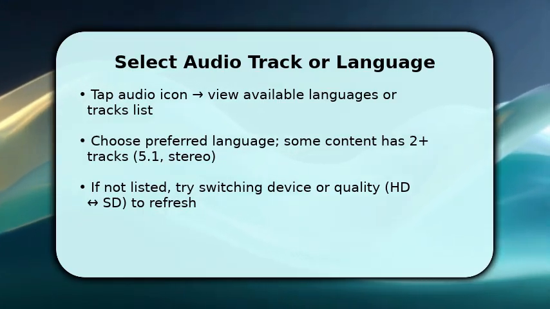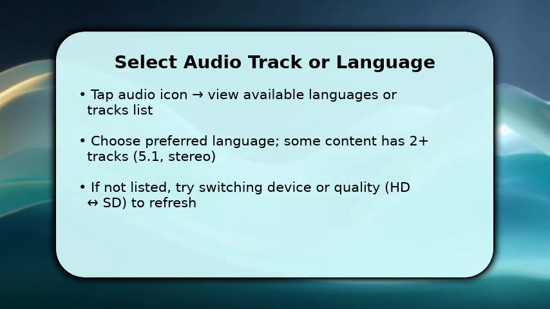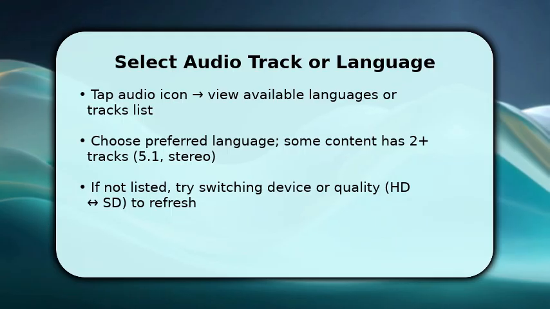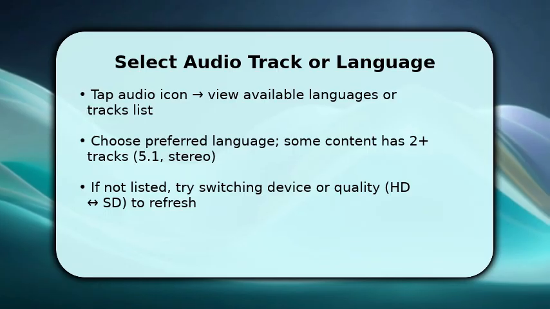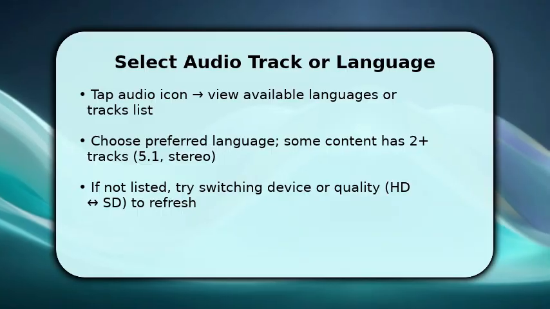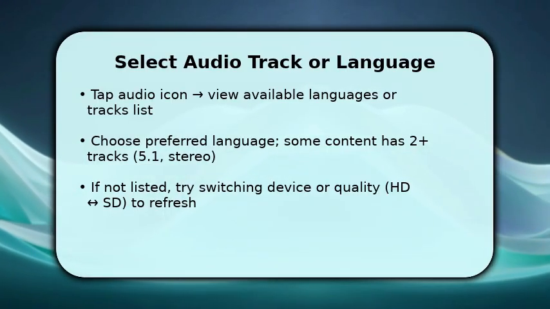You do this because streaming files often include multiple tracks like English, Hindi, or dubbed regional languages, and different channel mixes such as stereo or 5.1. If the track selection is empty, change video quality or reload the player to force metadata refresh. Make sure subtitles are not forced on a different track. Turning them off can reveal additional audio options.